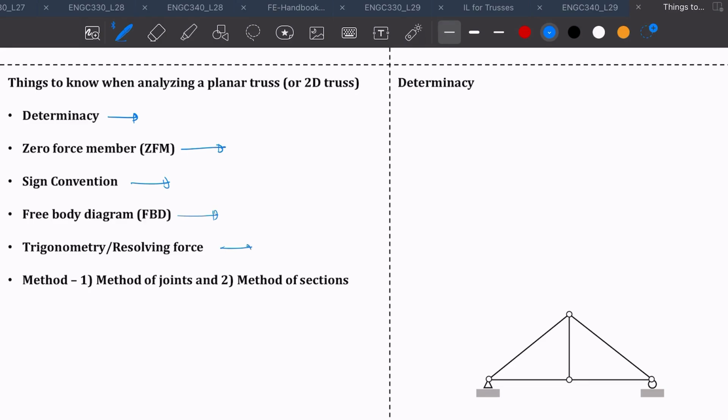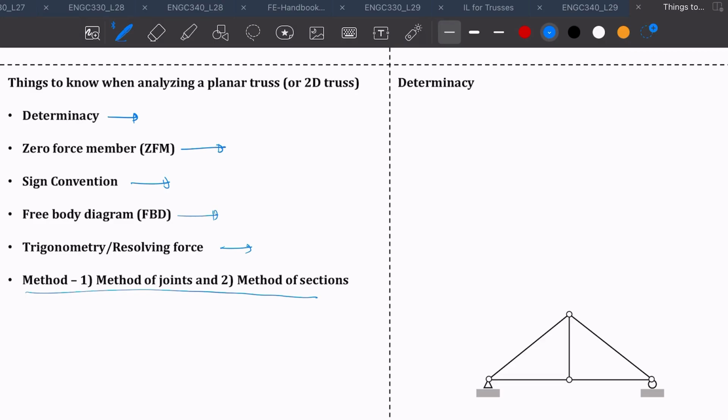And then trigonometry and resolving forces. Sometimes students consider the x component as cos theta and the y component as sine theta, but if you take the angle differently, then you will resolve it incorrectly. And then there are two methods to solve the truss analysis, and which method works best or which method you should use depends on the requirement. So I'm going to discuss that in this video.